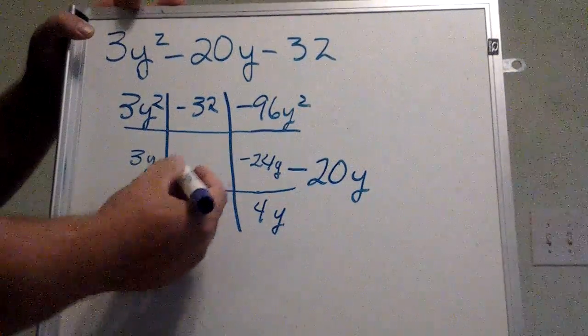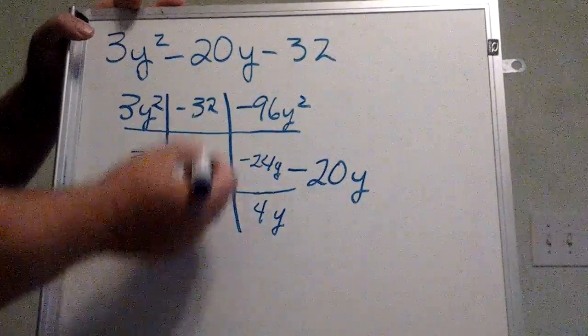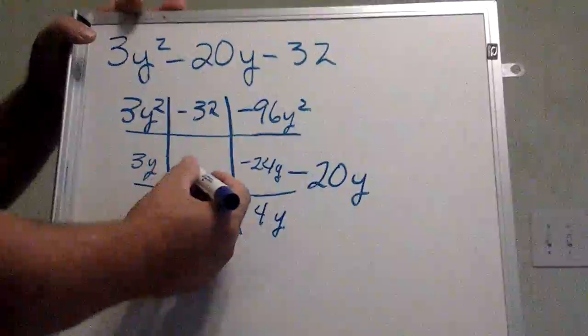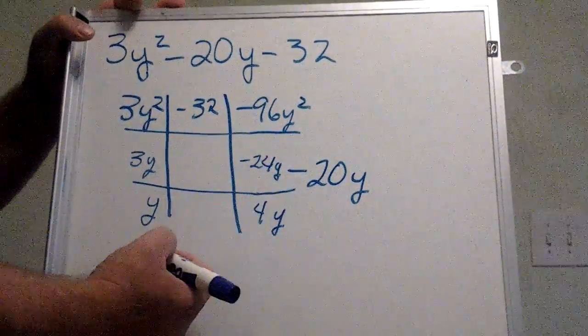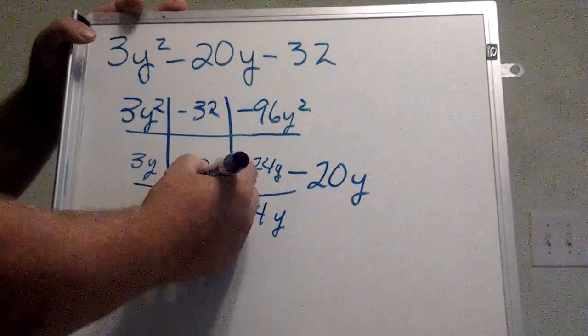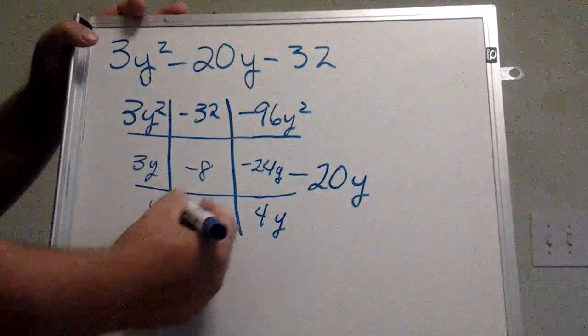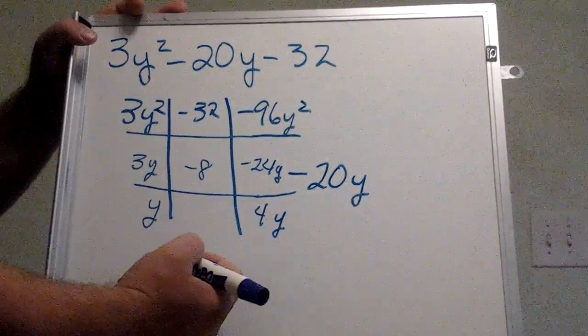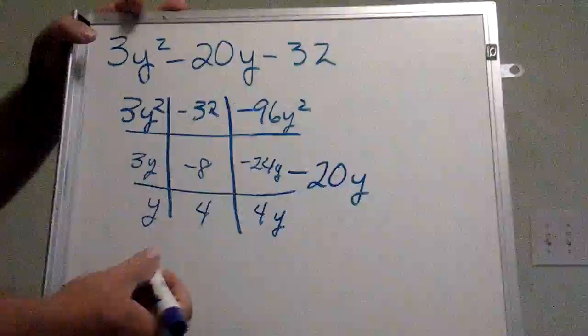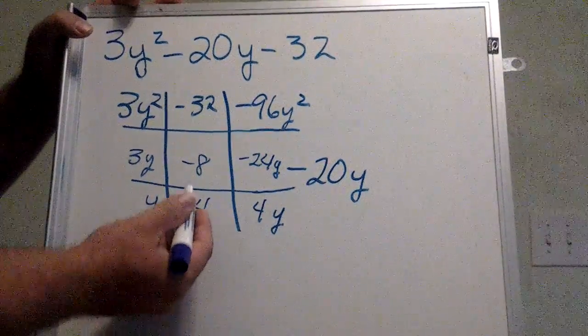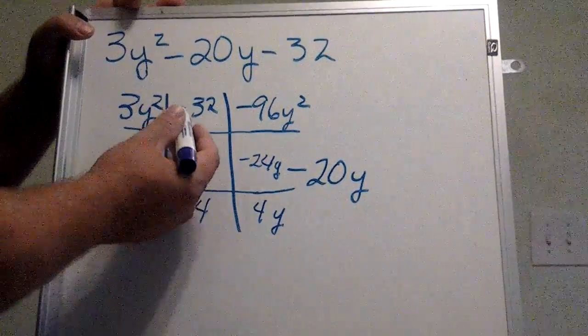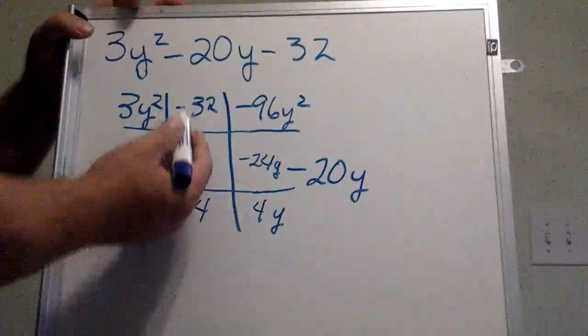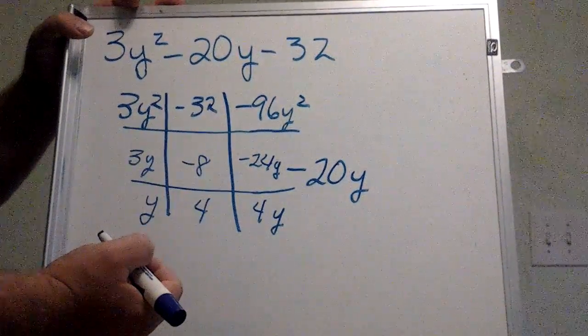Okay, and then these two boxes is just multiplication across this way and up. So 3y times what would make negative 24y? Use a negative 8. And then y times what would make 4y, or 4. And you can always check yourself by multiplying up this middle column. 4 times negative 8 makes negative 32. If you've worked it correctly, this will always multiply out correctly.